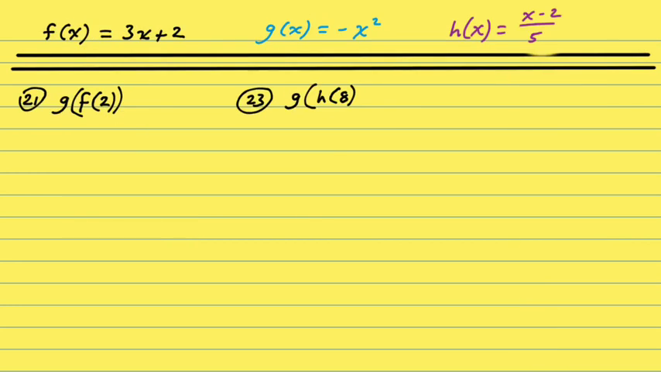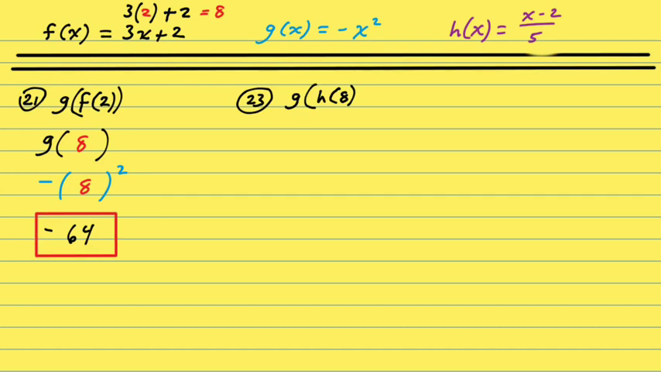Okay, let's move on. Let's try 21. g of f of 2. This means g of something. How do I find f of 2? I replace every x with a 2. So what does that make f of 2? I believe it makes f of 2 8. So now I need g of 8. g's function is negative x squared, and you need it of 8. So you have a negative, then you have to do the exponent. So your answer is going to be negative 64.